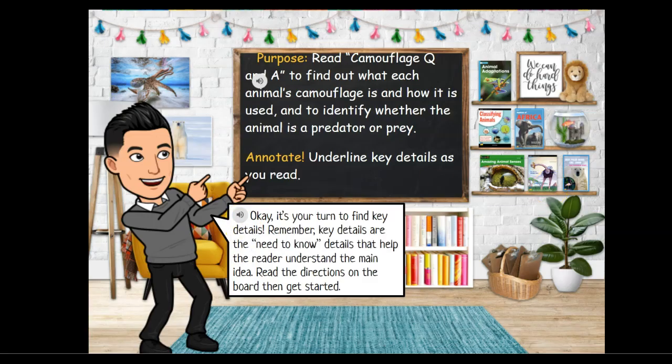It's your turn to find key details. Remember, key details are the need-to-know details that help the reader understand the main idea. Read the directions on the board, then get started. Purpose: read Camouflage Q and A to find out what each animal's camouflage is and how it is used, and to identify whether the animal is predator or prey. Annotate: underline key details as you read.